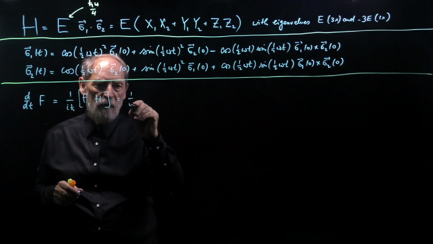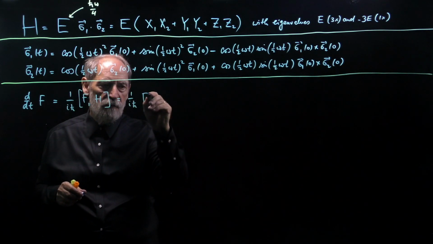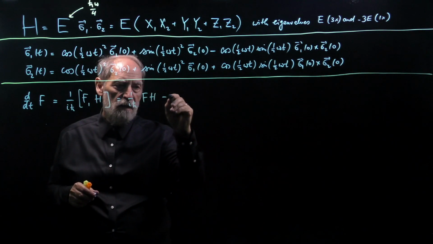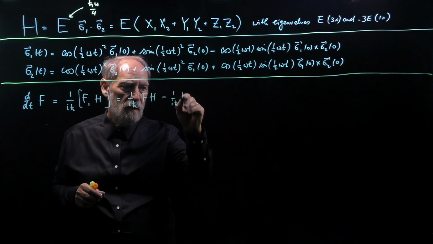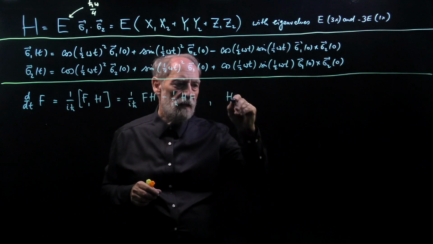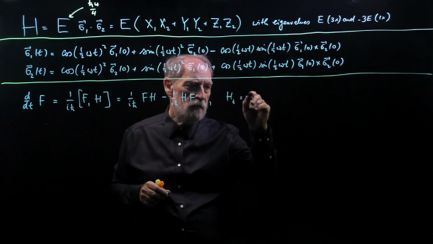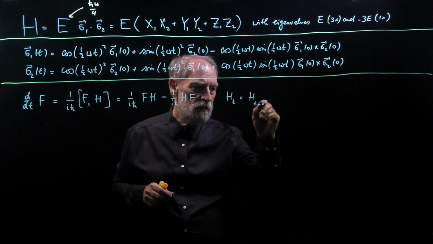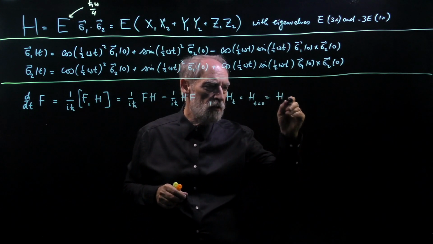So this is 1 over i h bar, F times H, minus 1 over i h bar, H times F. Now, H at time t is equal to H at t equals 0. So this is just H, it does not depend on time.